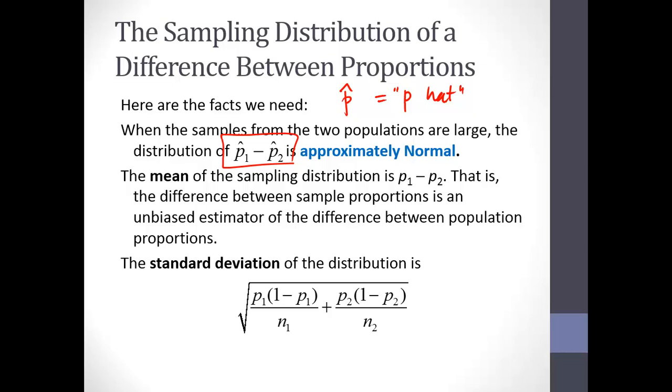And our standard deviation is this weird looking thing down here at the bottom, although you can maybe think about how that relates to what we saw in chapter 21. We have P1 times 1 minus P1 over N1, and then the same thing from the second sample. So this is from population 1, and this is from population 2.